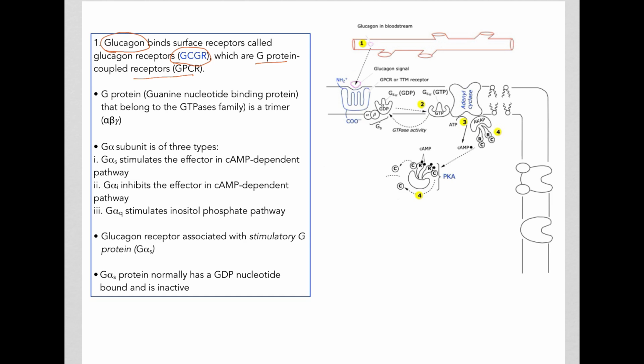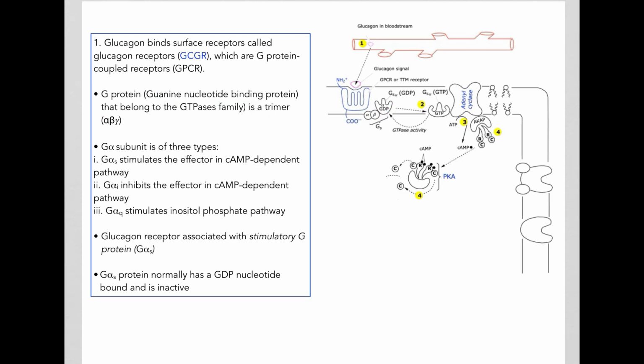So you can see this is the glucagon receptor, and associated with this protein is a G protein. Now the G protein, you can see, stands for guanine nucleotide binding protein. That's where the G comes from. These proteins belong to the GTPase family of proteins. It is a trimer. It has three subunits: the alpha subunit, the beta subunit, and the gamma subunit. So we see the alpha subunit, the beta subunit, and the gamma subunit.